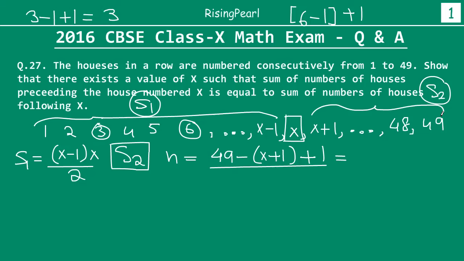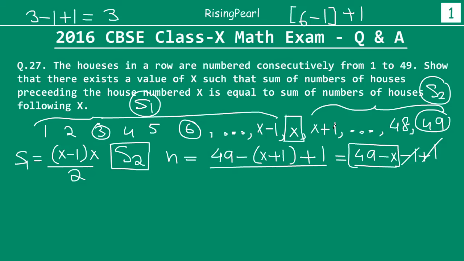So similarly, we took the last term, 49, subtracted this term, x plus 1, from it, and added 1. So if you just open this up, let's make sure we get this right, this will be 49 minus x minus 1 plus 1. So plus 1 minus 1 cancels out, and it will be 49 minus x. So this will be the number of terms that we have over here.